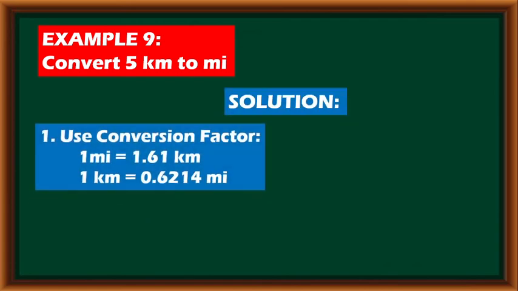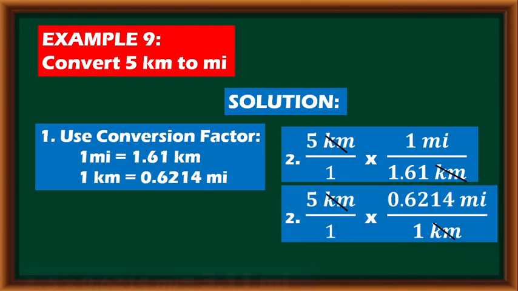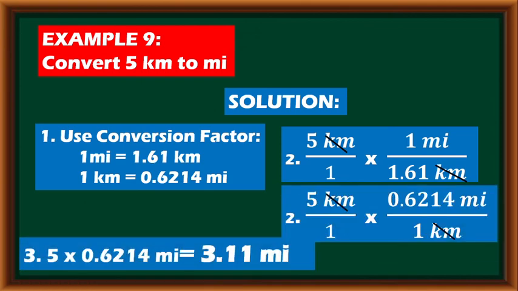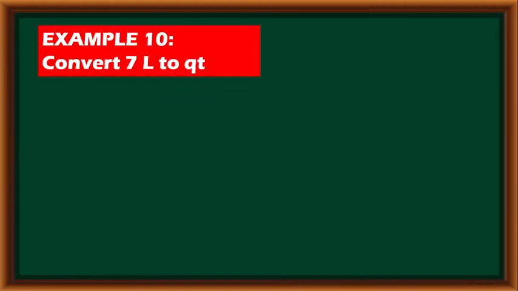Next. For number 9, convert 5 kilometers to mile. Solution. 1 mile is equivalent to 1.61 kilometers. 1 kilometer is equivalent to 0.6214 miles. And this is already an example a while back. Okay? So your answer is 3.11 miles.